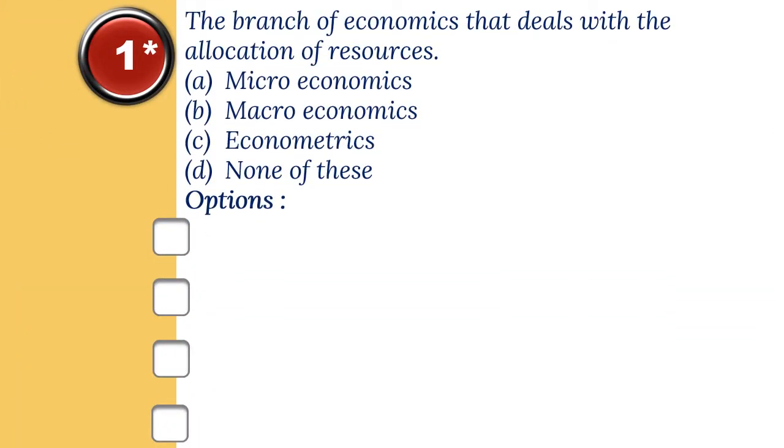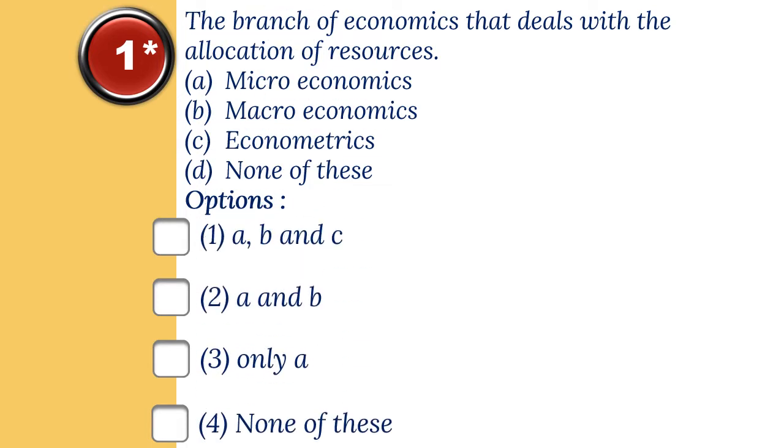1. The branch of economics that deals with the allocation of resources. A. Microeconomics. B. Macroeconomics. C. Econometrics. D. None of these. The options are 1. A, B, and C. 2. A and B. 3. Only A. 4. None of these. And the correct option is 3. Only A.